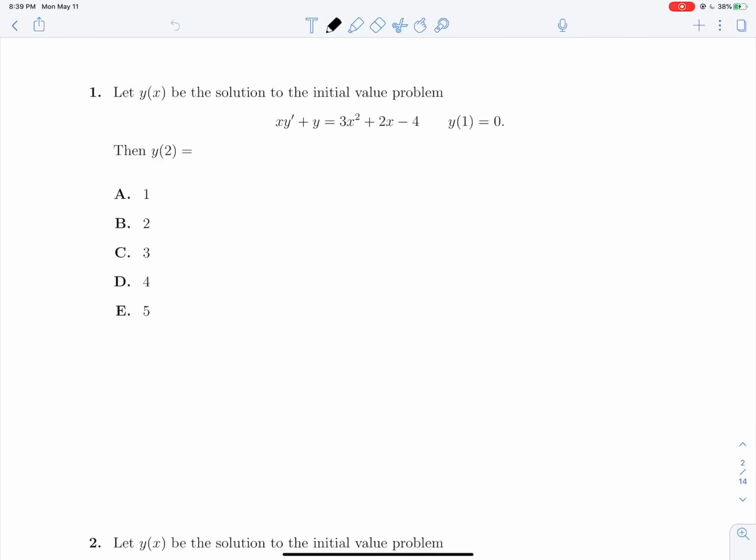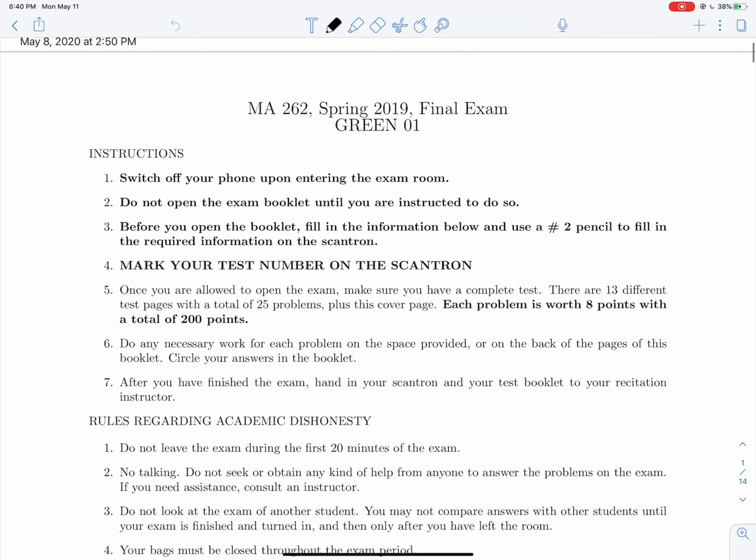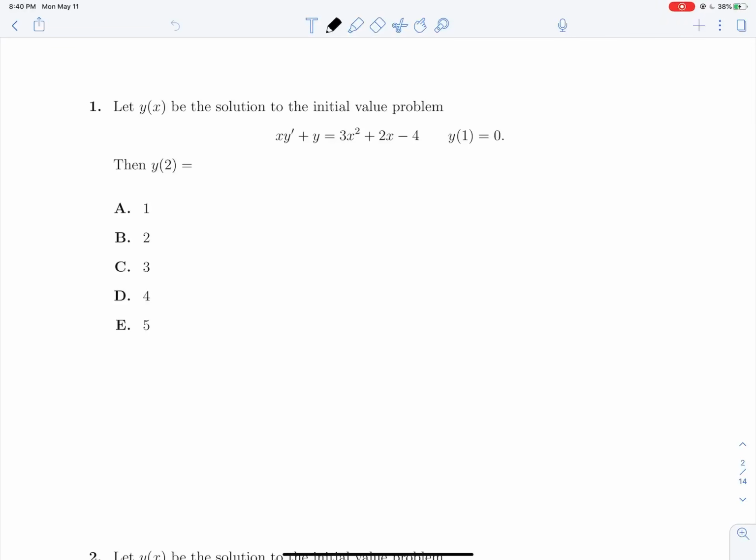I just finished the fall exam for 2019 for MA262, and I'm hopping right into the spring 2019 exam for the same class. So yeah, let's go. We're finding y of x as the solution to this initial value problem.